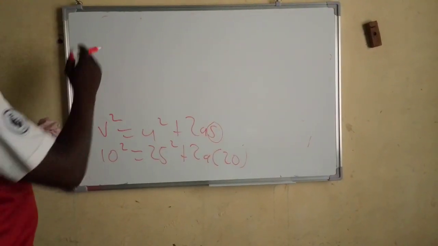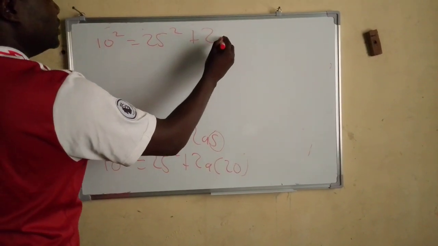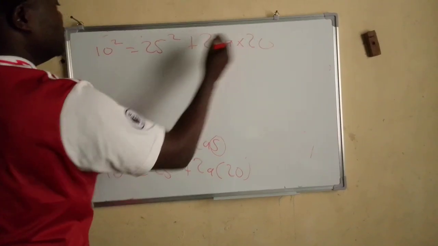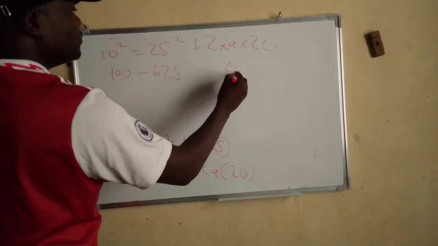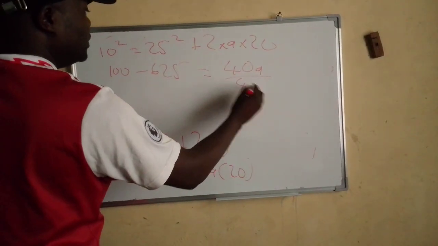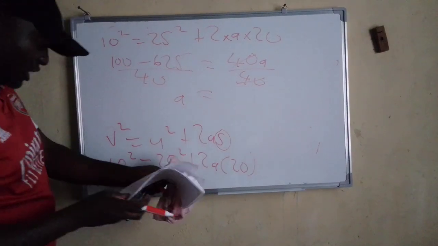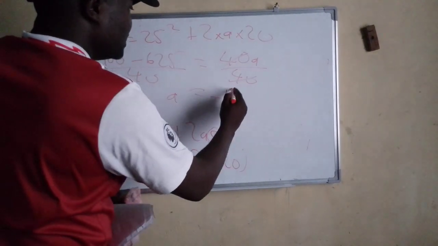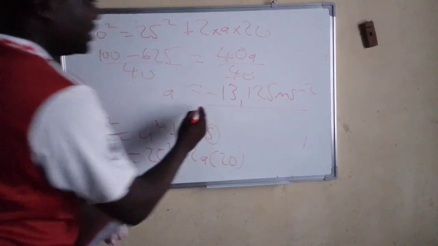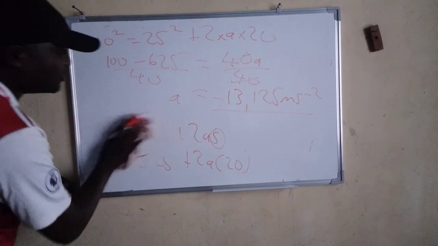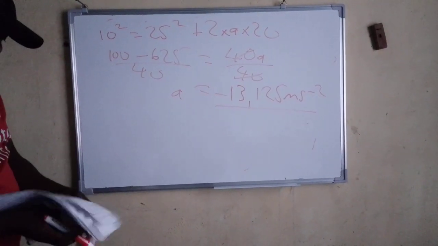So 10 squared is equal to 25 squared plus 2 times a times 20. So we have 100 minus 625 is equal to 40a, over 40. If you calculate very well there, you should get your deceleration as 13.125 meters per second squared. That is a negative acceleration, which is deceleration. And the brakes have been applied, so the lorry was decelerating.